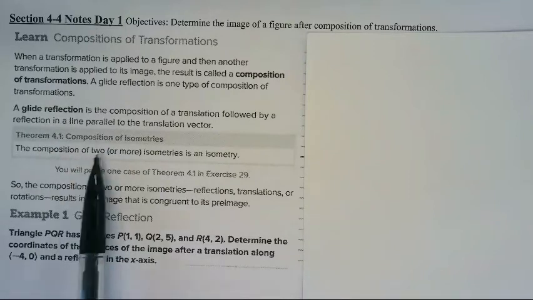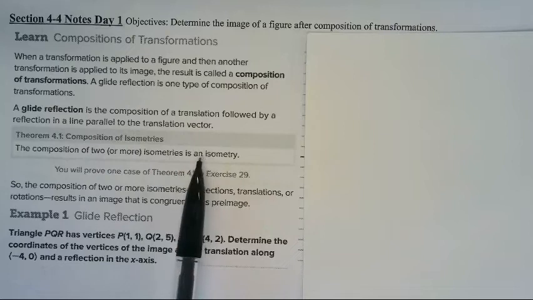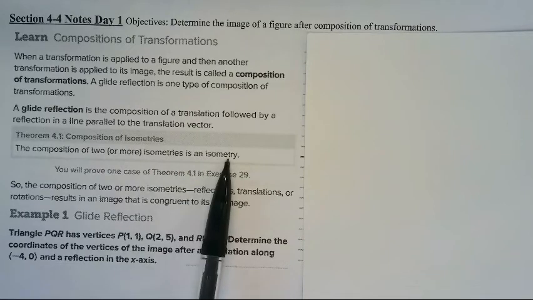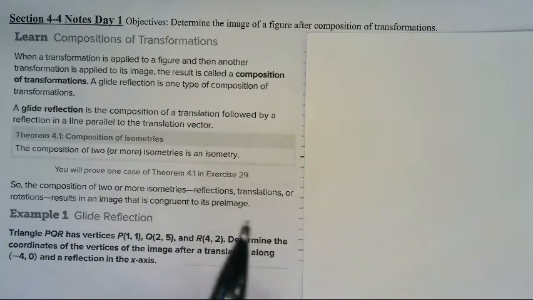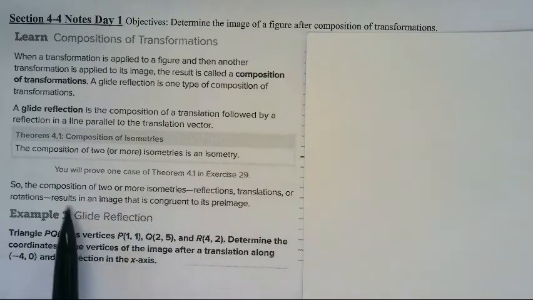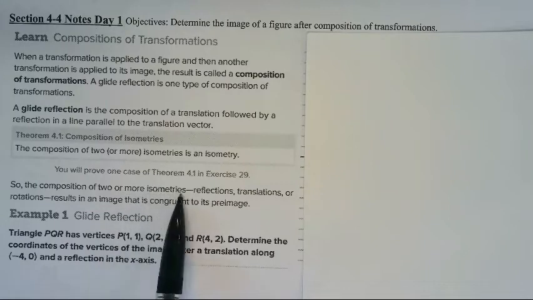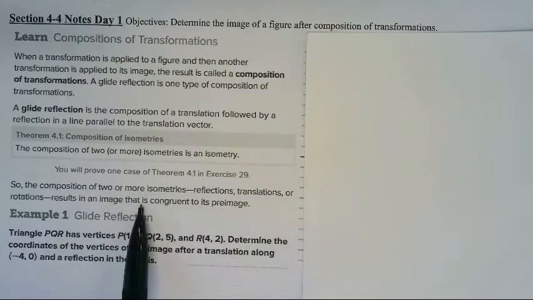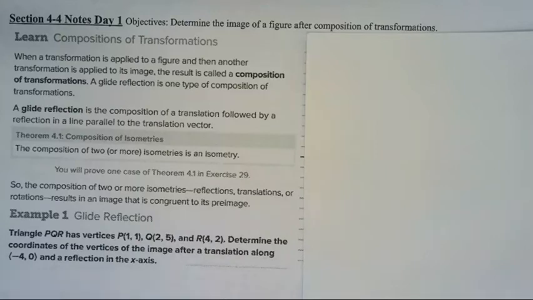Anytime you do a composition of two isometries, it will still be an isometry. And remember, isometry means that you are not changing the shape. It's still going to maintain its shape. So the composition of two or more isometries results in an image that is congruent to its preimage.